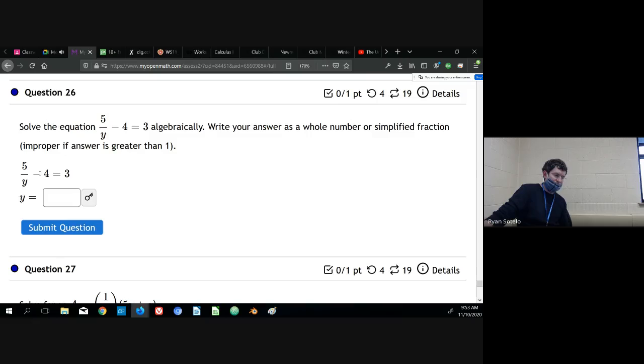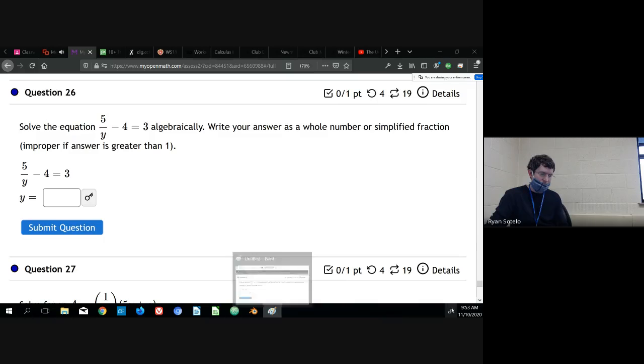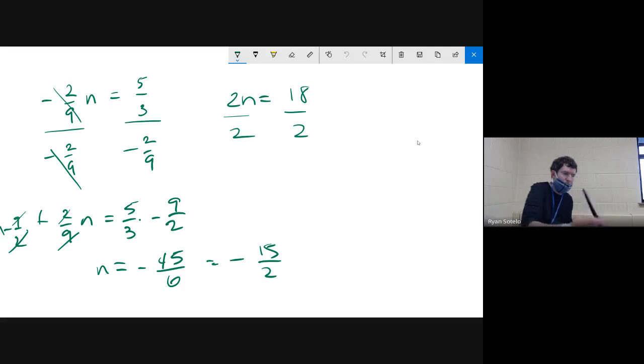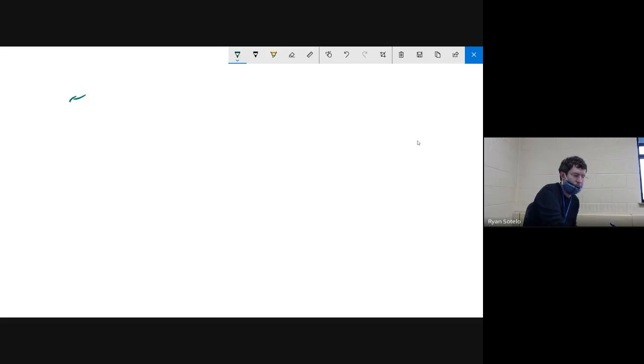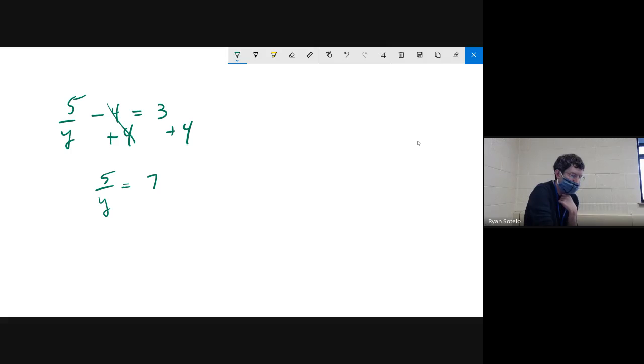This one, let's do that one. That's a pretty weird one. So this one is similar to when the variable was on top, but it's a little different because now the variable's on bottom. I'm going to add the 4. So I have 5 over y is 7.